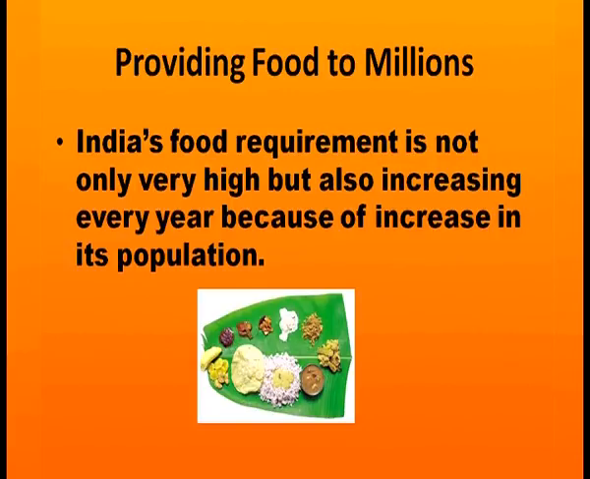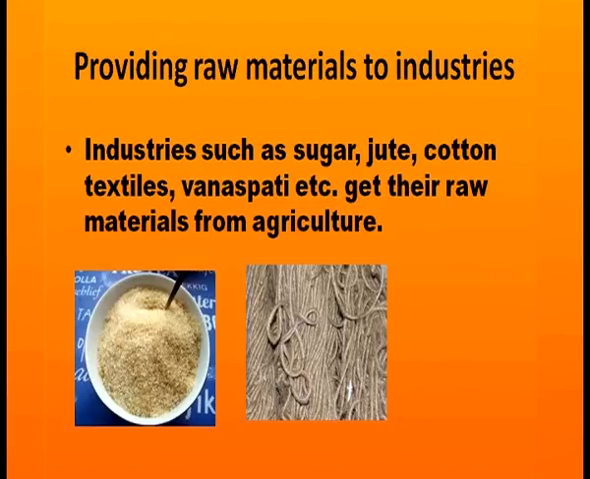Not only that, agriculture is very important because it provides raw materials to industries. There are so many industries in our country which are known as agro-based industries. Why? Because they depend on agriculture for their raw materials. So many of them are there, like the sugar industry, jute industry, cotton textile industry, vanaspati industry, oil seeds industry. Like that, so many industries get their raw materials from agriculture. So that means agriculture provides raw materials to many industries.